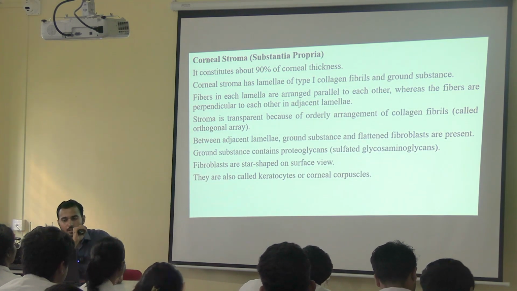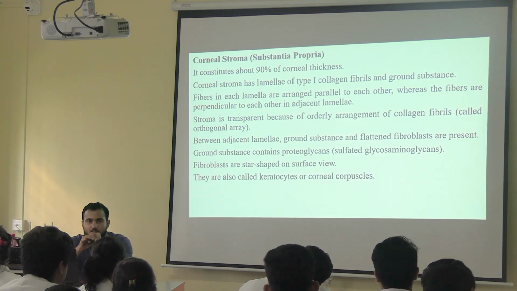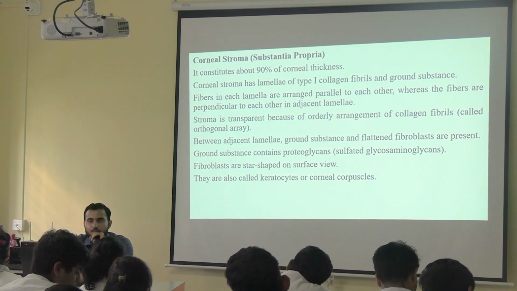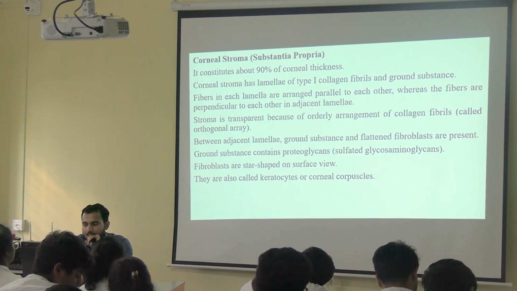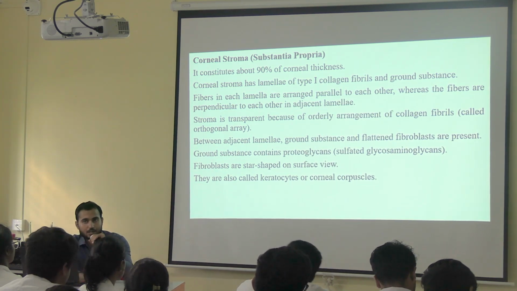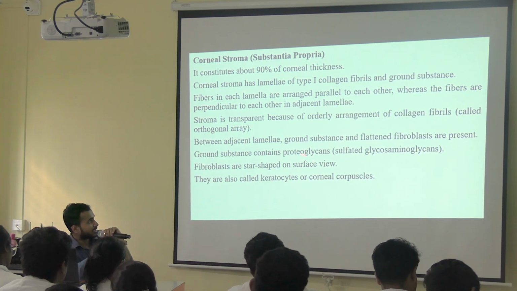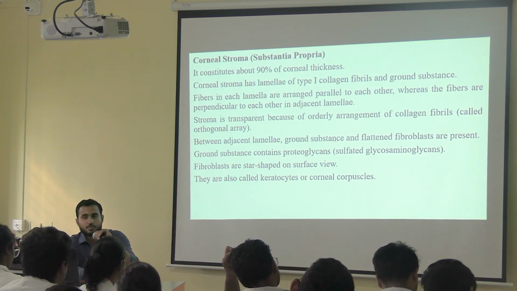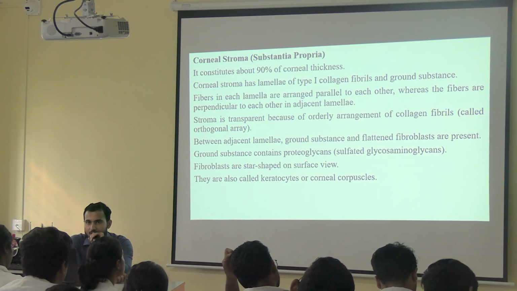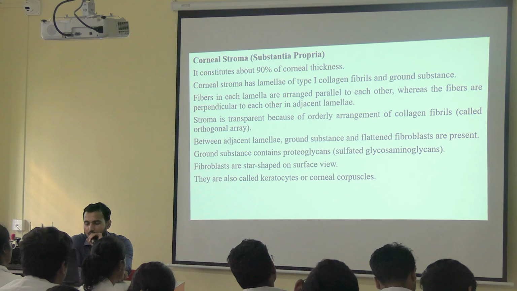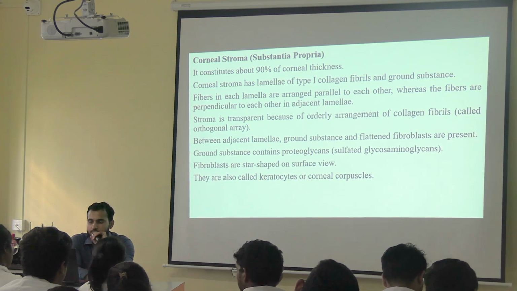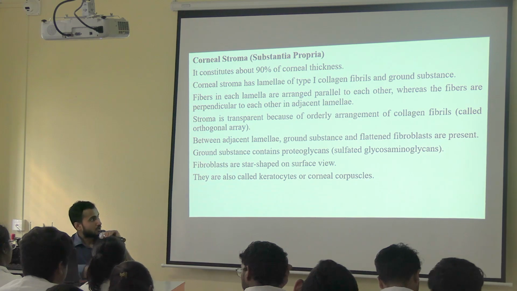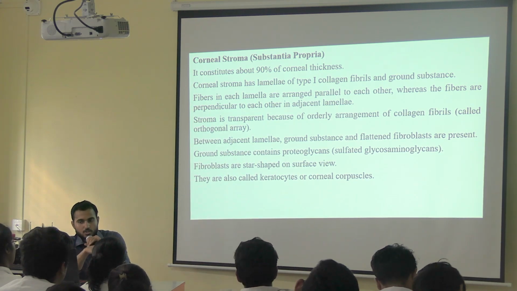Okay. Next, along with the bundles of collagen fibers, some amount of ground substance is there, and along with that, fibroblast cells are also present. And ground substance is mainly made up of proteoglycans. Now, if you see the fibroblast, in this case, it is star-shaped, and they are also called keratocytes. So that is all about the corneal stroma.